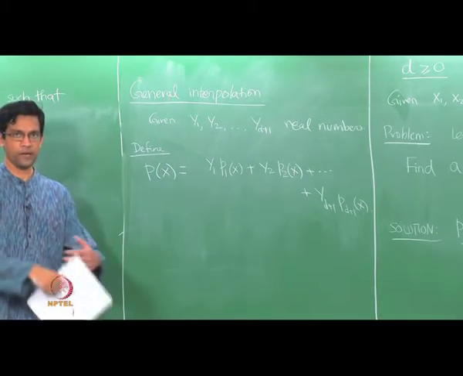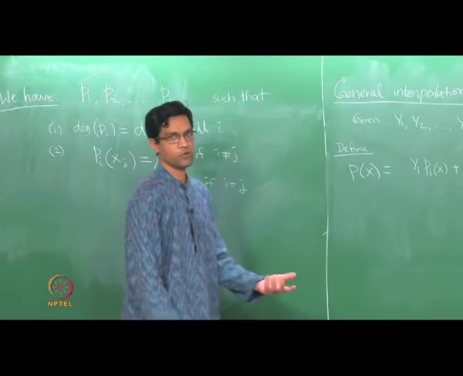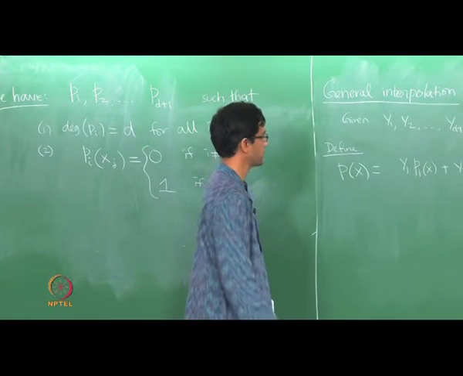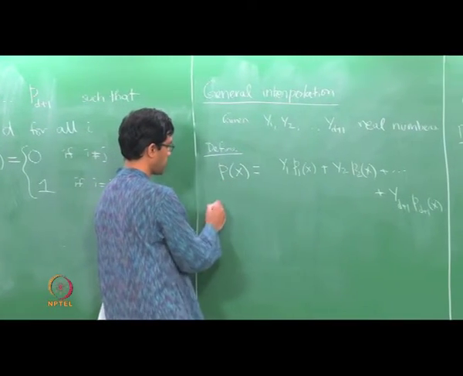Okay. So you combine these solutions here by multiplying them with the yi's. This is what is often called a linear combination of the pi's. And now observe that this polynomial has all the properties that we want. So what are the properties of p?